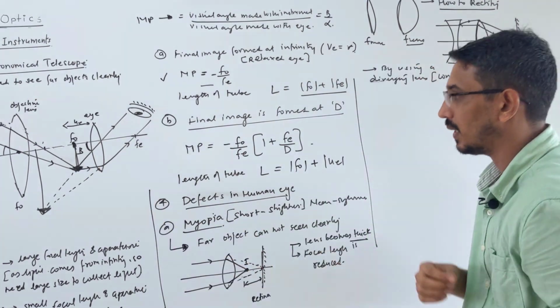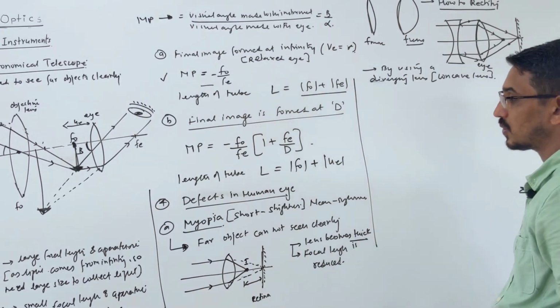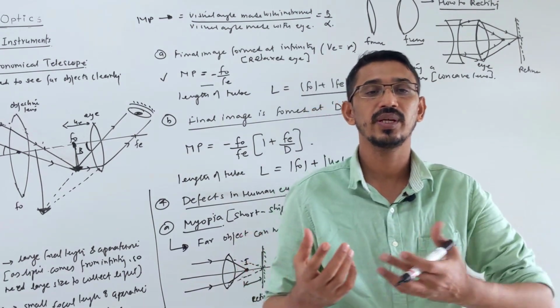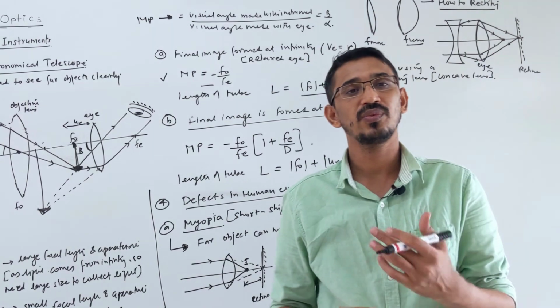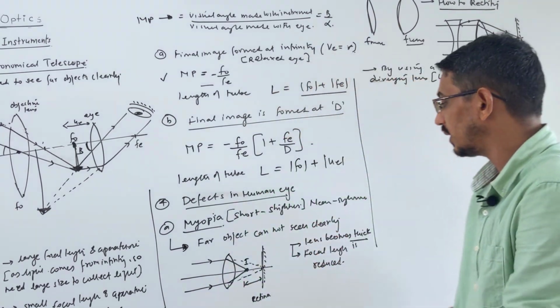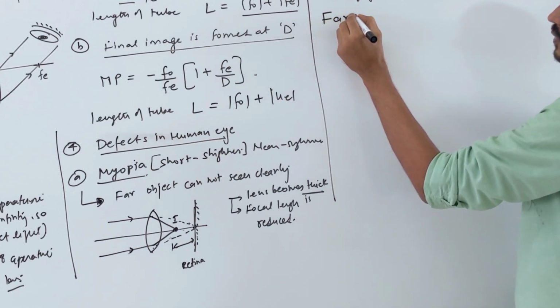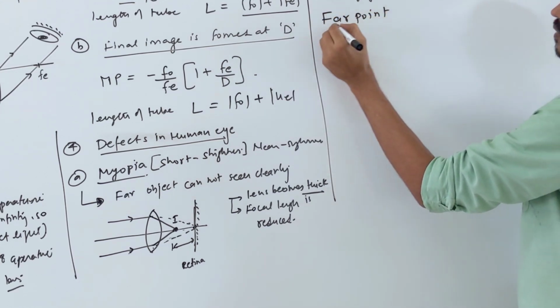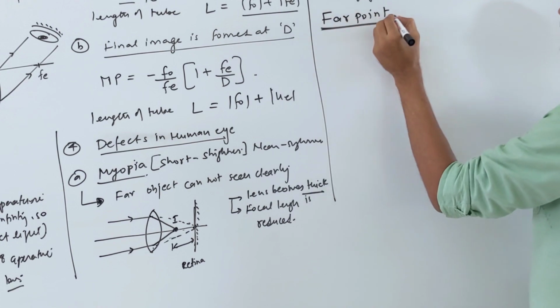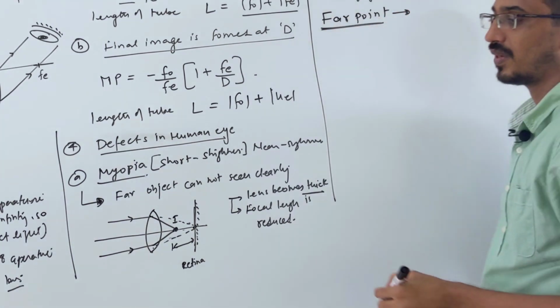So now we talk numerically. Here numerically they will ask you that I want to correct your eyes, then what power of lens should we use, what focal length should we use, like this. So here they will use a word. That word is called what? Far point. What is far point?